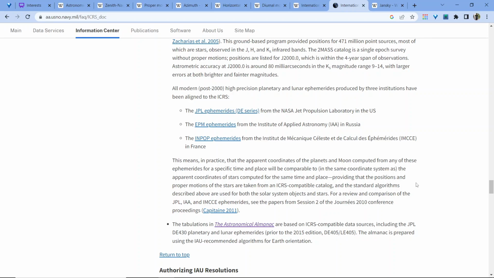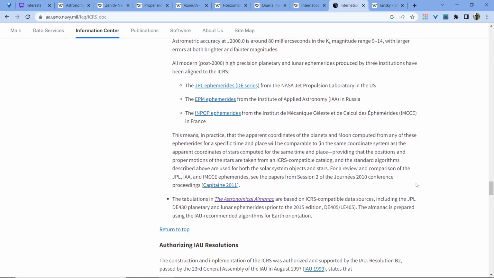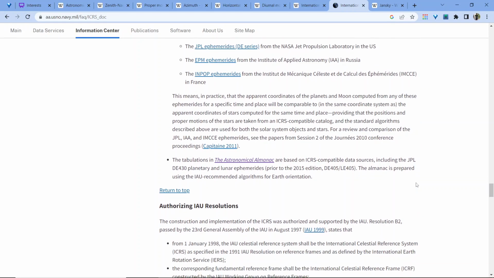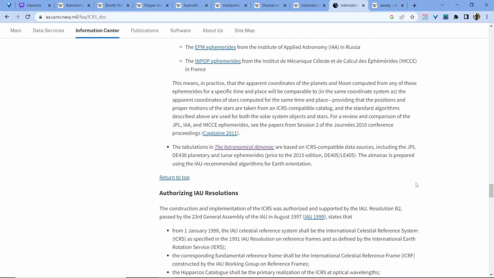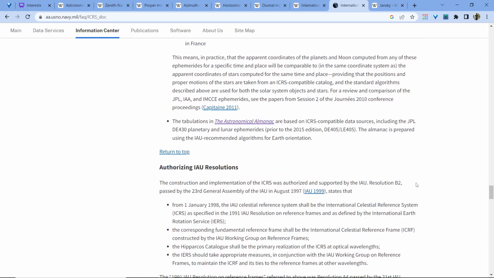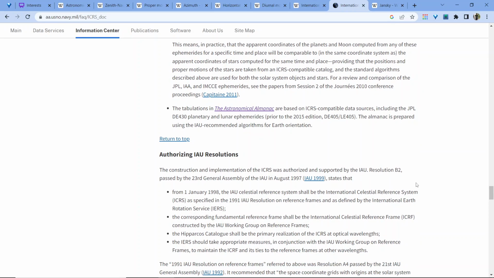For review and comparison of the JPL, IAA, and IMCCE ephemerides, see the papers from Session 2 of the Journées 2010 Conference Proceedings. The tabulations in the Astronomical Almanac are based on ICRS-compatible data sources, including the JPL DE-430 planetary and lunar ephemerides (prior to the 2015 edition, DE-405, LE-405). The almanac is prepared using the IAU-recommended algorithms for Earth orientation.